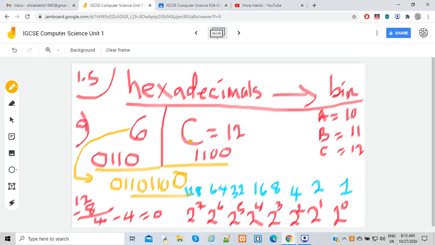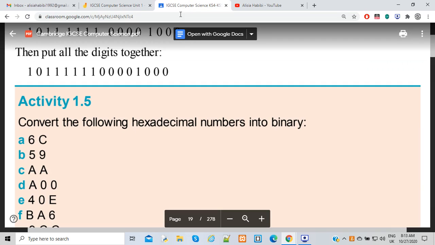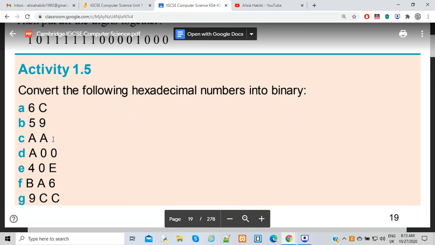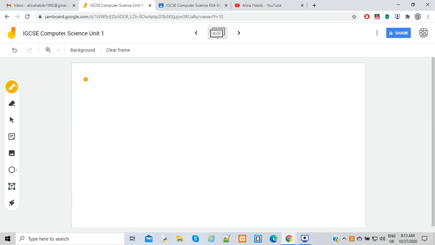I'm going to do one more example for you guys, and I'd like you to practice the rest on your own as practice work to see if you understood. So the next one is B. We're going to take example B, and the hexadecimal we have is 59. Don't read it as fifty-nine, guys. These are two separate values in hexadecimal, so we read it as five, nine. So the same thing goes again. The first step is to split these two numbers, or three numbers, or whatever numbers you have, into parts.